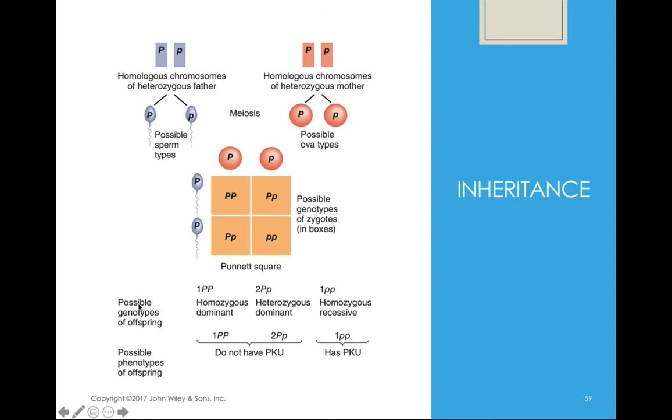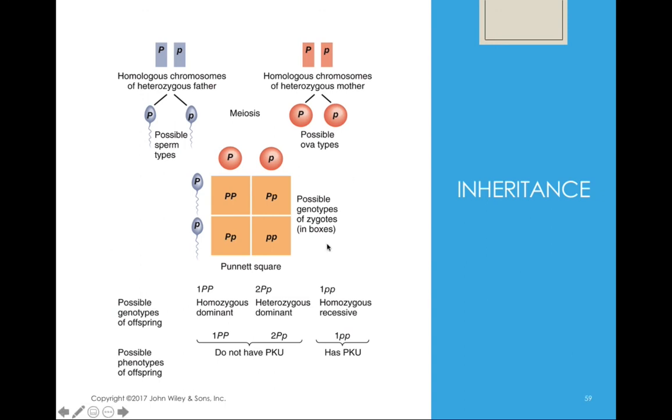Now we've seen the genotypes. We've got homozygous dominant, heterozygous dominant, and homozygous recessive. If these two individuals continue to mate, 25% of their offspring are going to be homozygous dominant, 50% are going to be heterozygous dominant, and 25% are going to be homozygous recessive. But we want to keep in mind that the dominant allele is going to overpower the recessive allele.